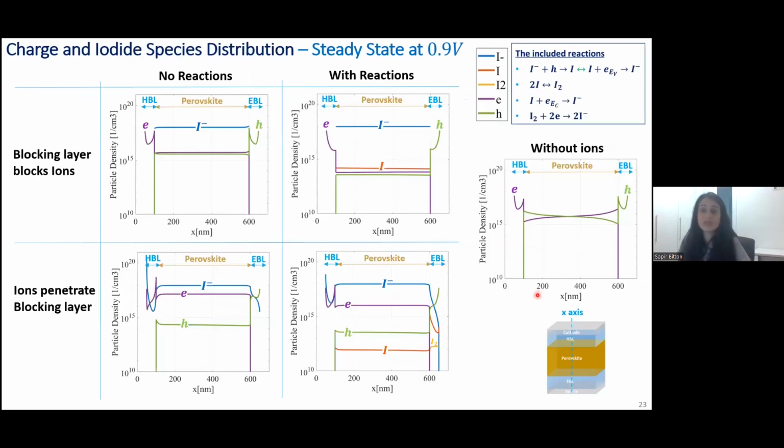These are graphs of the charges and the iodine species distribution along the device close to the maximal power point voltage of the solar cells. So let's first look at the device without the ions, which is not a perovskite solar cell. We can see the charge distribution of a normal solar cell without the ion influence.